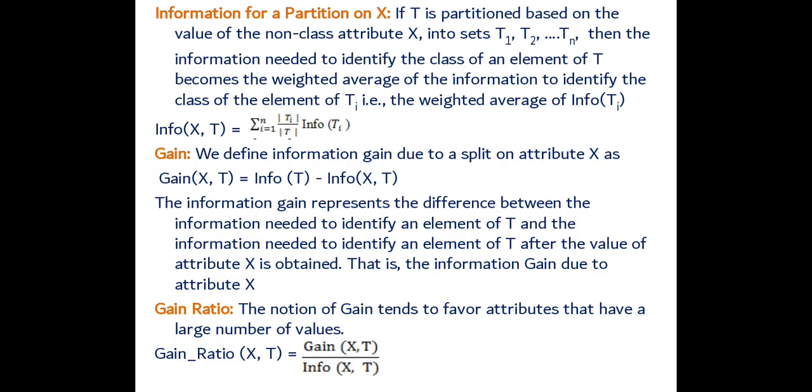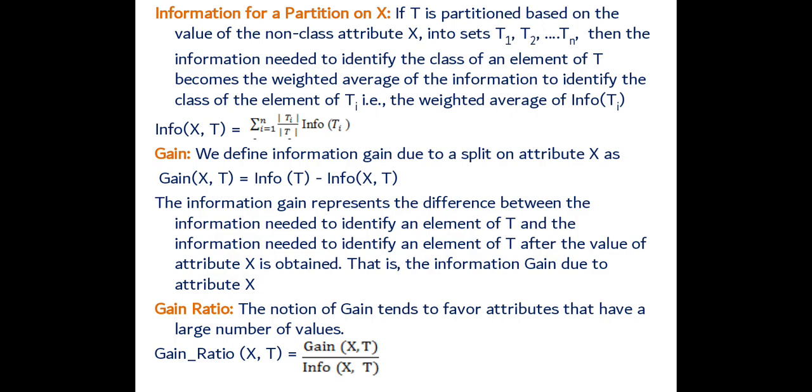The next definition is information for a partition on X. If T is partitioned based on the value of the non-class attribute X into sets T1, T2 to Tn, then the information needed to identify the class of an element of T becomes the weighted average of the information needed to identify the class of the elements of Ti. The weighted average of information of Ti is: Info(X, T) equals the sum over i equals 1 to n of |Ti|/|T| times Info(Ti). This is the formula for information for a partition on X.